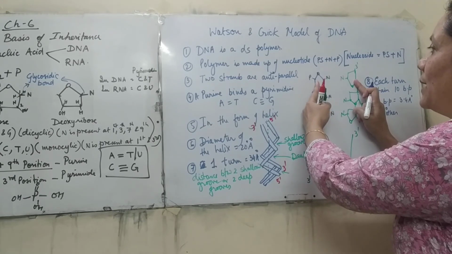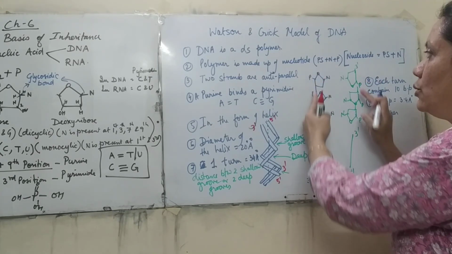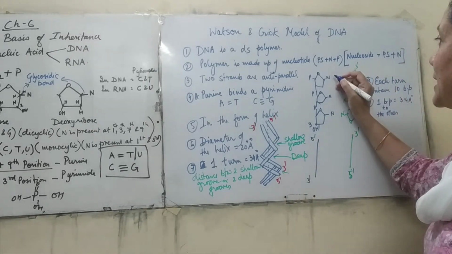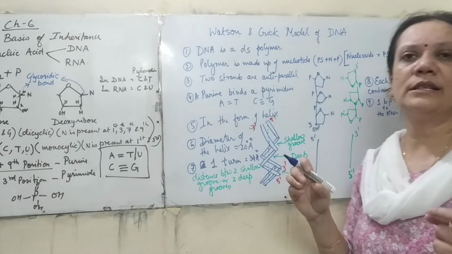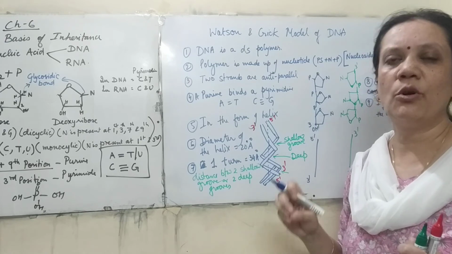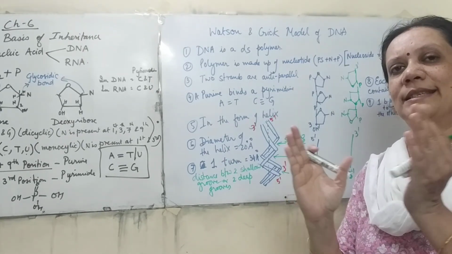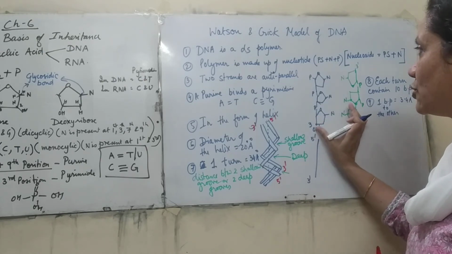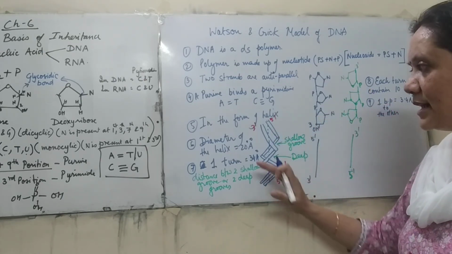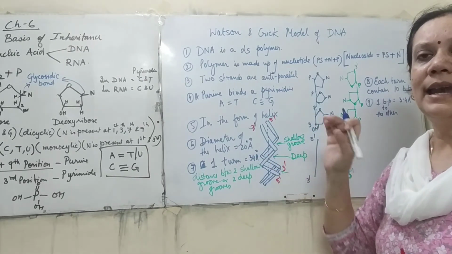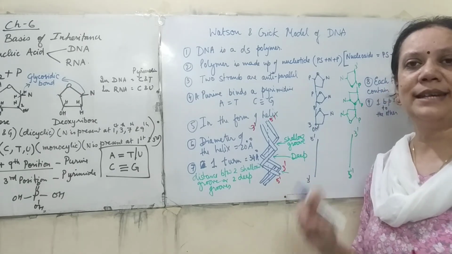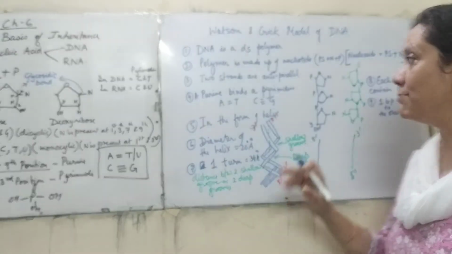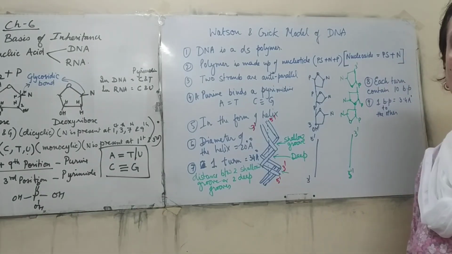The distance between these two strands is 20 angstrom. That means more or less, though it is a double hydrogen bond or triple hydrogen bond, the distance is nearly the same always. So this distance is 20 angstrom, and each coil is of 34 angstrom, and each coil consists of 10 base pairs, and so the distance between each base pair is 3.4 angstrom.